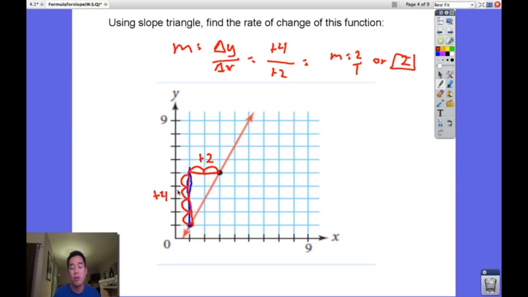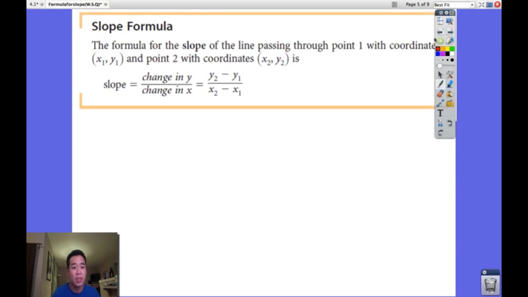Do it this way at first. It's going to be weird if you haven't found slope at all. For some of you, this is just review. Next, I'm going to introduce the slope formula.